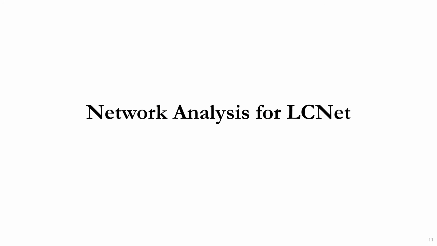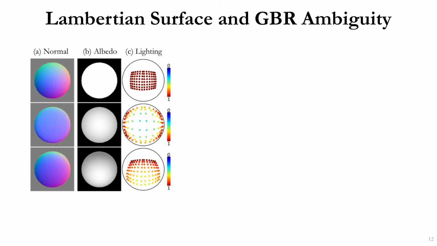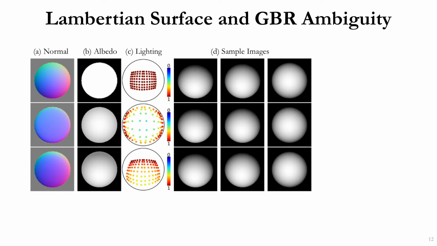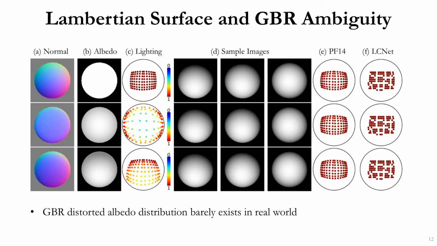In this work, we first analyze what has been learned by LCNet for lighting estimation. We test LCNet and PF14 on 3 surfaces differed by GBR transformations. The first row is a sphere with uniform albedo. As these 3 combinations of normal, albedo, and lighting produce the same set of images, the outputs of LCNet and PF14 for these 3 shapes are the same. Note that the estimated lightings are most close to that for uniform albedo, indicating that LCNet learned from the training data that GBR transformed surfaces are unlikely.